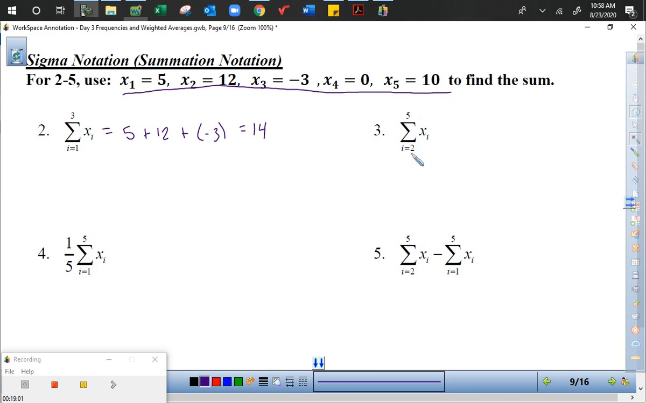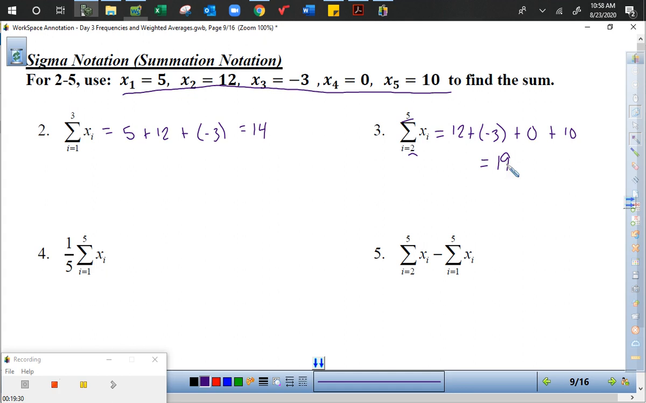Well, the correct values for this next one is 2 to 5. Okay, so I'm starting at the second term, which is 12. And then I'm adding the negative 3, the third term, adding the fourth term, which is 0, adding the fifth term, which is 10. Putting those all together, I get 19.